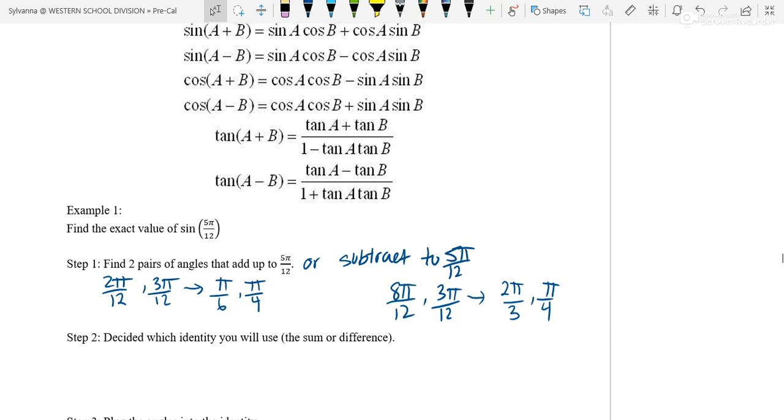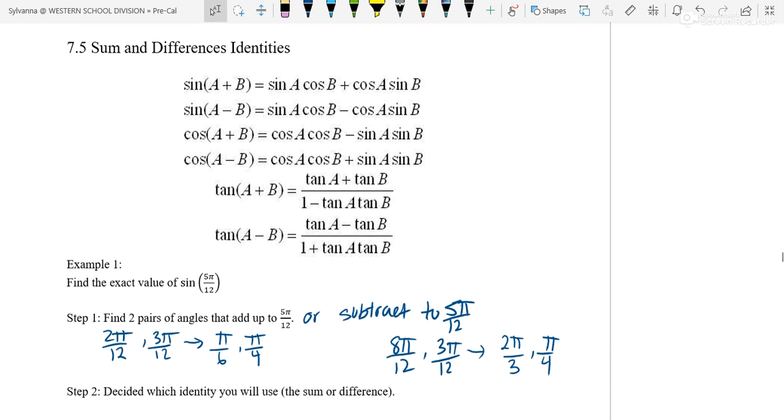So the second step: decide which identity you will use, the sum or the difference. For this one here, I would use the sum identity. I would actually use this one, so I'd plug in sine of pi over 6 plus pi over 4. If I want to do the subtraction one, then this would go with the difference identity, so it'd be sine of 2 pi over 3 minus pi over 4. Either one will get you the same answer in the end, so it doesn't matter. I'm just going to use the sum identity.